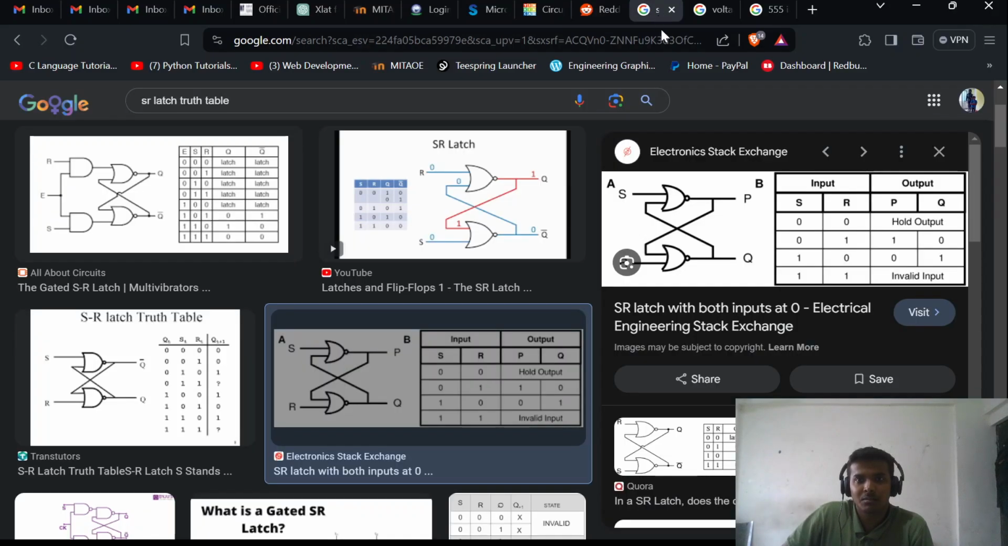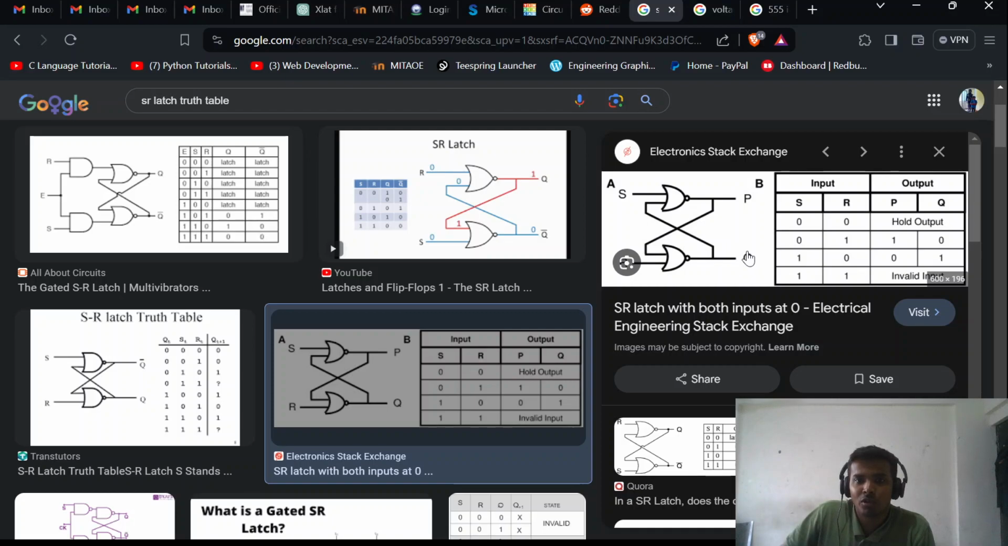Okay, let's see, this is the SR latch. Which gate is this, can you guess? This is an OR gate with a bubble on top of it. So what do you call this? Okay, let me know in the comments. So this is the SR latch.